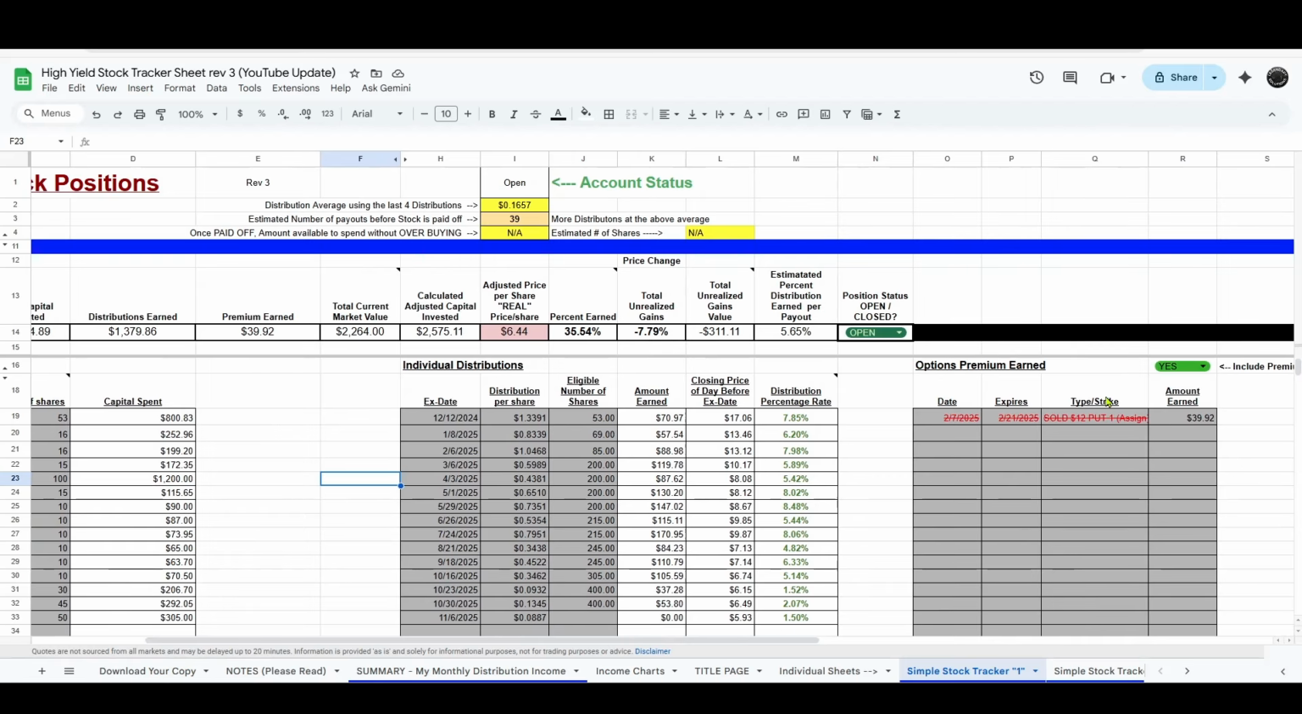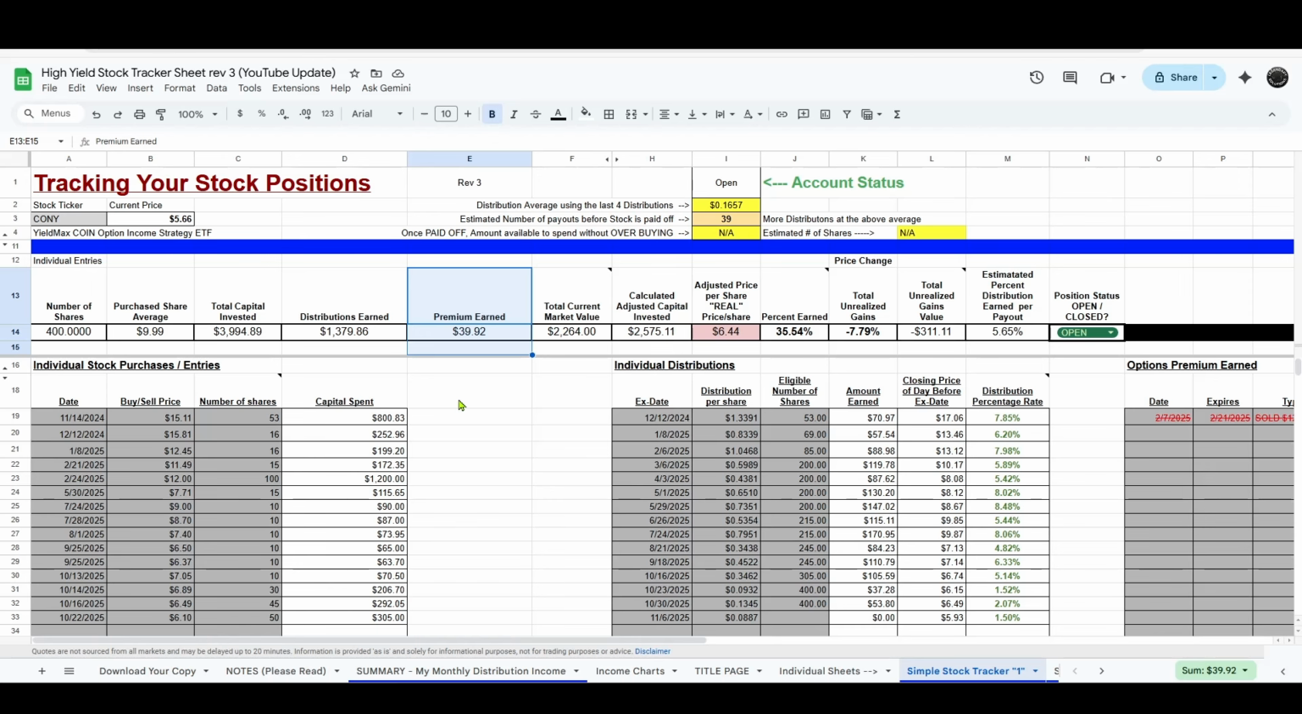We still have the options side over here. Nothing changed here. This is pretty much where you just fill it in and it grabs these numbers off of that amount earned and uses it to fill in the premium earned up here in our summary table at the top. So that's some of the changes that I've made on this sheet, but that's not all, okay? I have added a few other things, and I think this is going to be a very helpful tool that I've added to these sheets.